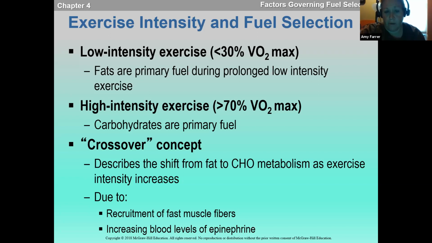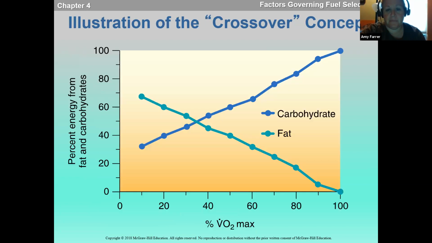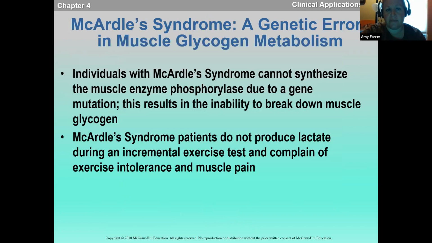Why? Well, part of it's going to be the recruitment of fast muscle fibers. Part of it is going to be levels of epinephrine. So if we look at it here, yes, we're not necessarily burning as many carbs at a lower VO2 max, but fat will start to fall off there. So it kind of gives you just a picture of that crossover concept.